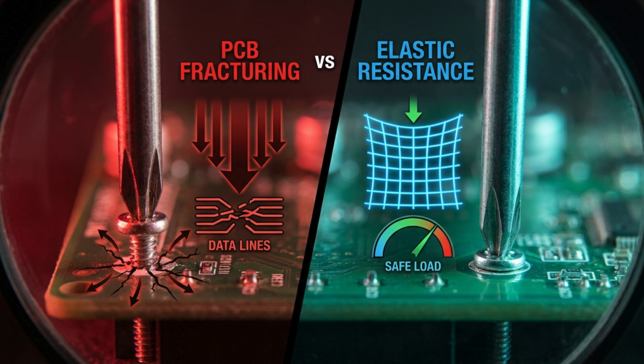PCB fracturing, elastic fastening limit. Over-tightening screws when installing a computer motherboard is catastrophic. The circuit board is filled with microscopic copper traces. Cranking the screw violently compresses the fiberglass layers, fracturing the internal data pathways. You must stop at absolute elastic resistance.